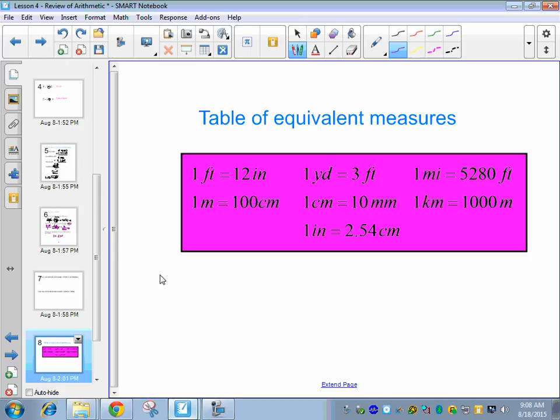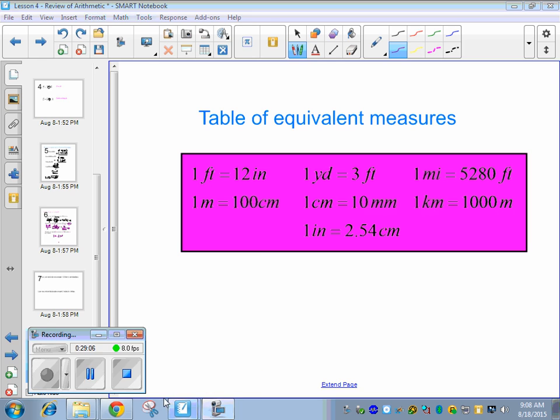We just did the inches, so you guys probably know these. You might not know this one. 1 kilometer is 1,000 meters. That's important. Okay, write that down if you don't know it. I'll give you guys a minute to copy down any of those conversions that you need. They are in your book as well.